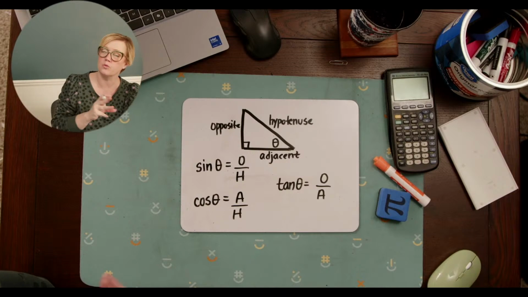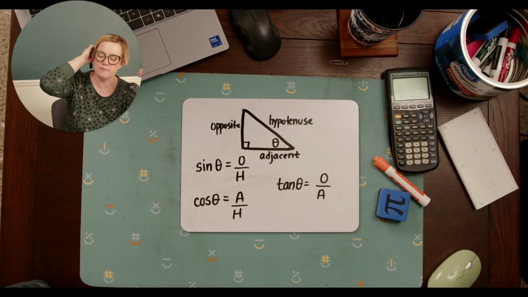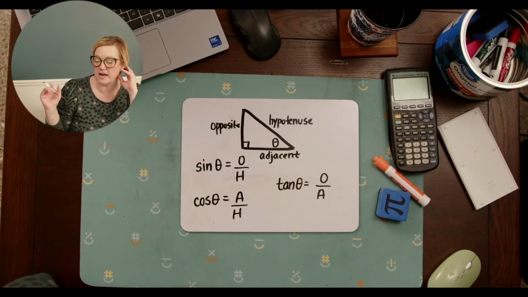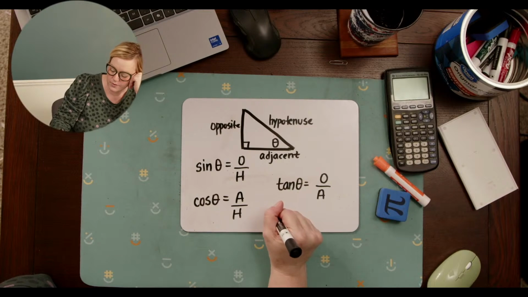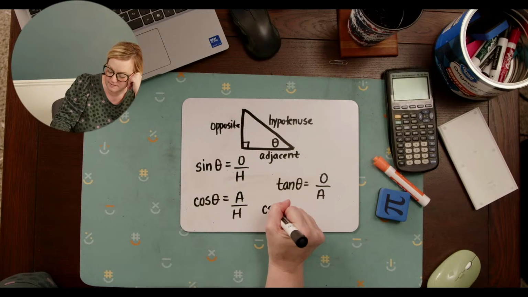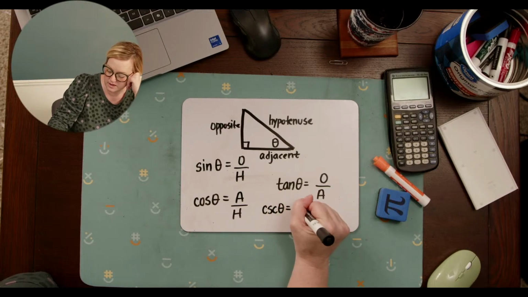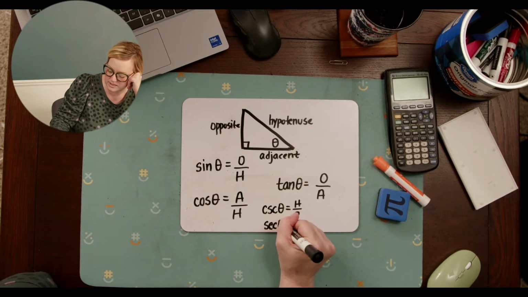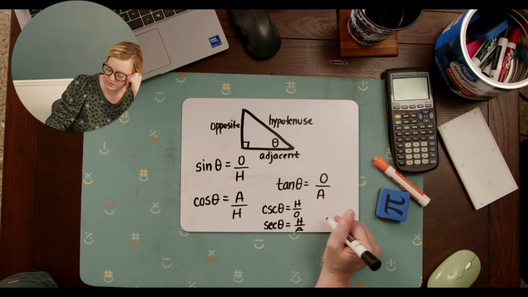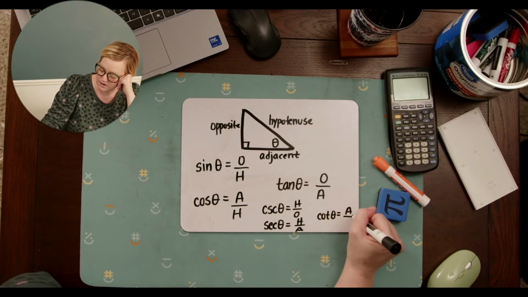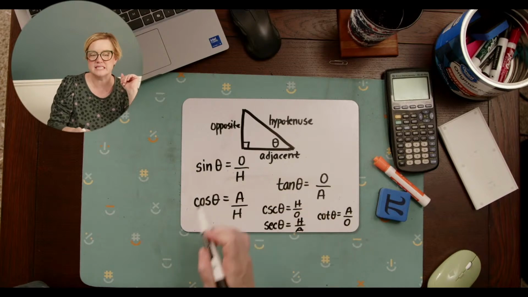Now we have three other ratios that are not opposite, they're inverse. The inverse of sine is cosecant, so that's going to be the hypotenuse over the opposite. Then we have secant theta, which is the inverse of cosine, so that's the hypotenuse over the adjacent. Then we have cotangent. Kind of ran out of room here. Sorry about that. It's the adjacent over the opposite. So these are the 6 trig functions.